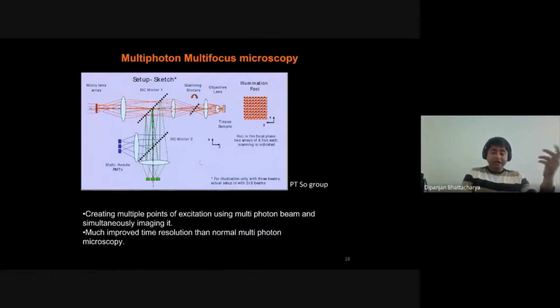So one can do the same thing, rather than using a single multiphoton beam, you can make an array of multiphoton beams and scan it, so you can reduce the time. And because it makes a tiny spot, this is a very equivalent version of spinning disk. But because you have a very tiny spot of excitation, you don't have crosstalk between those spots, but you can still scan it.